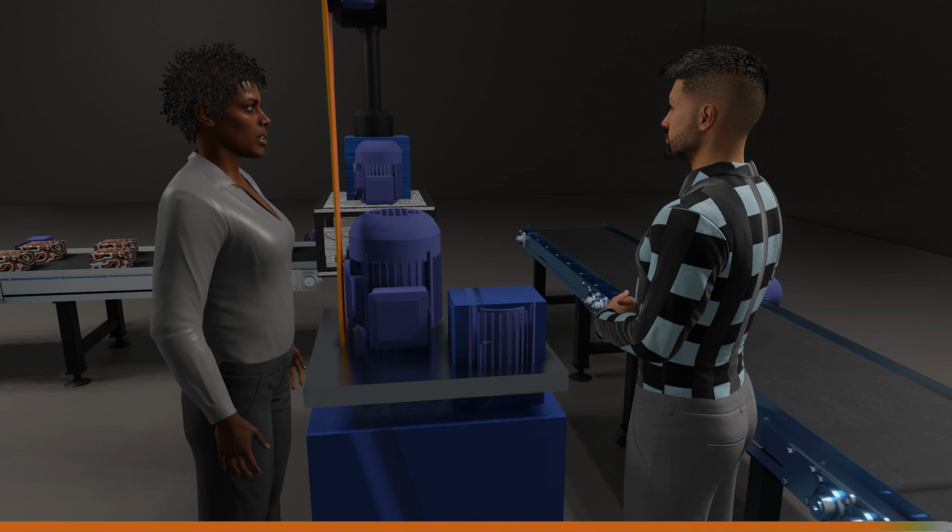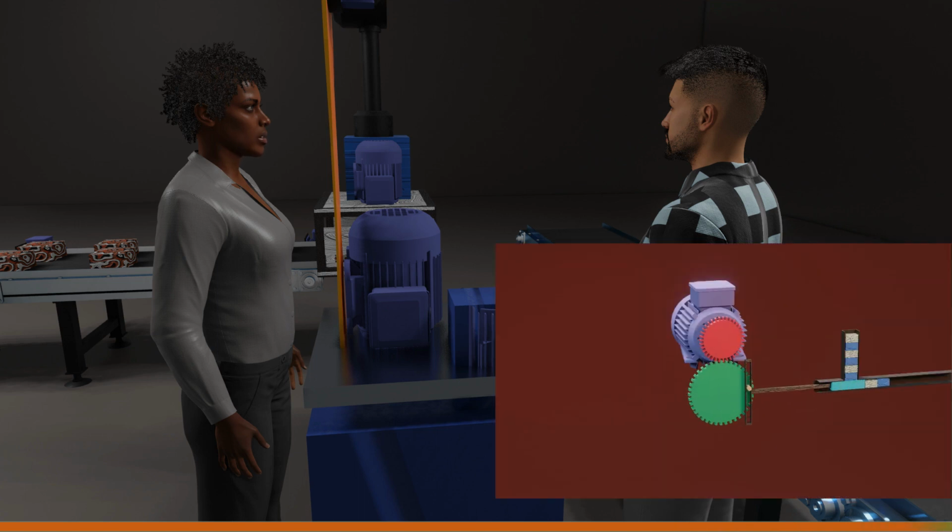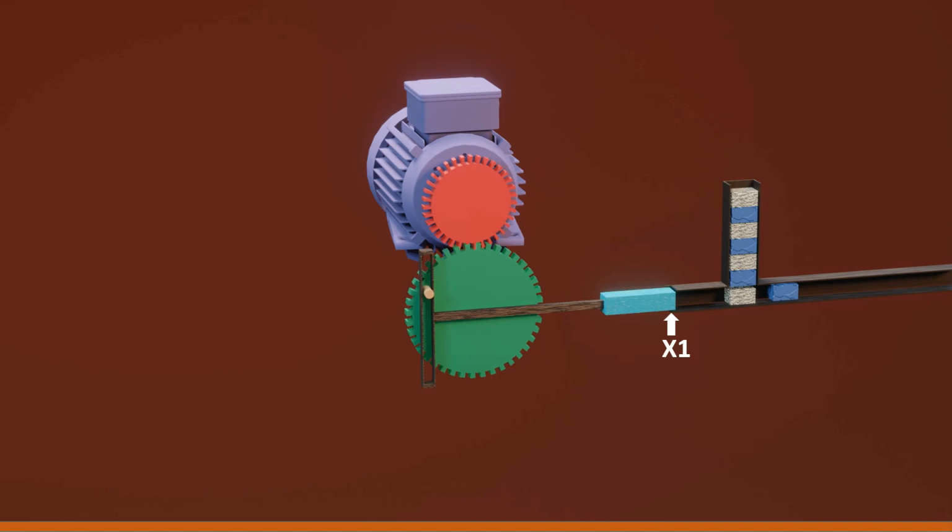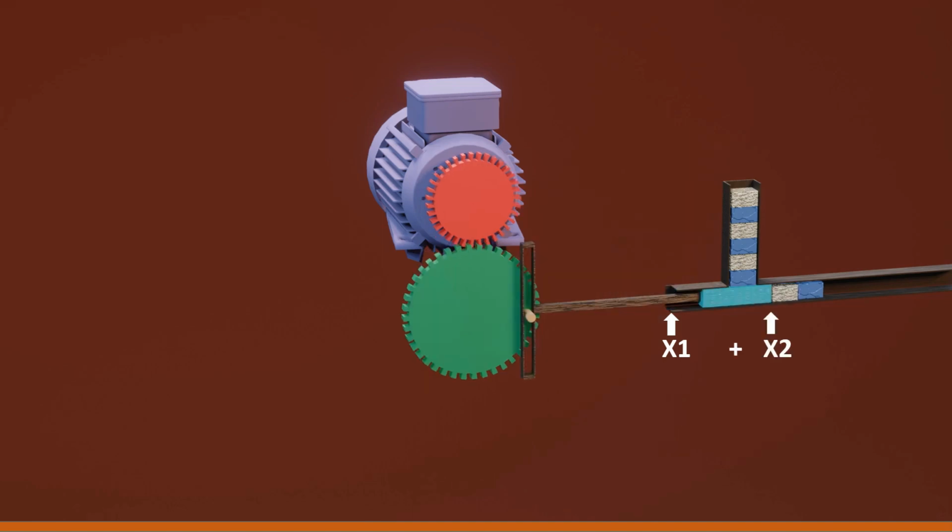Mathematically, the distance covered by an object in linear motion can be measured as follows. If x1 is the initial position of an object, and x2 is the final position of an object, then mathematically the displacement can be given as follows.